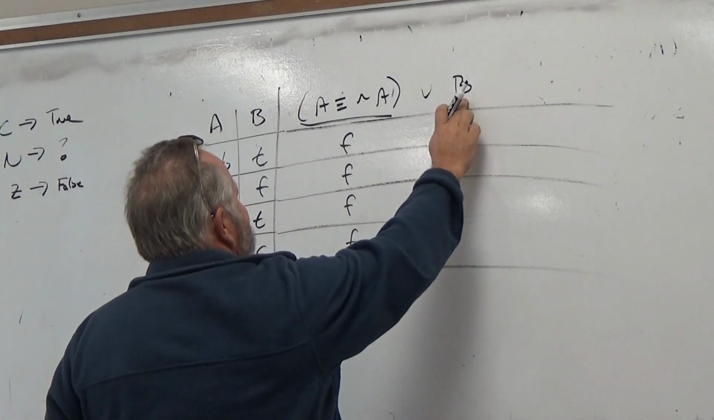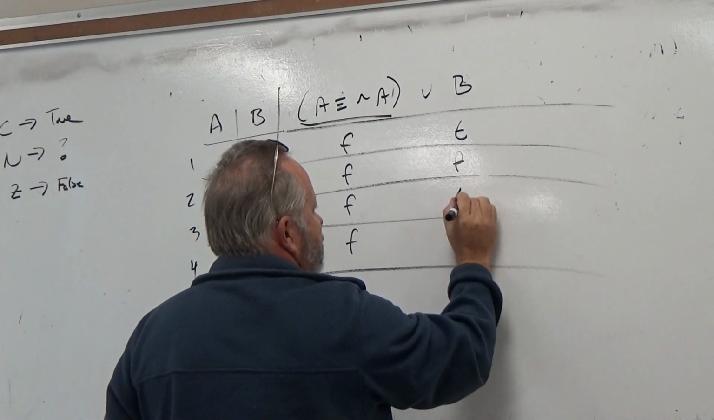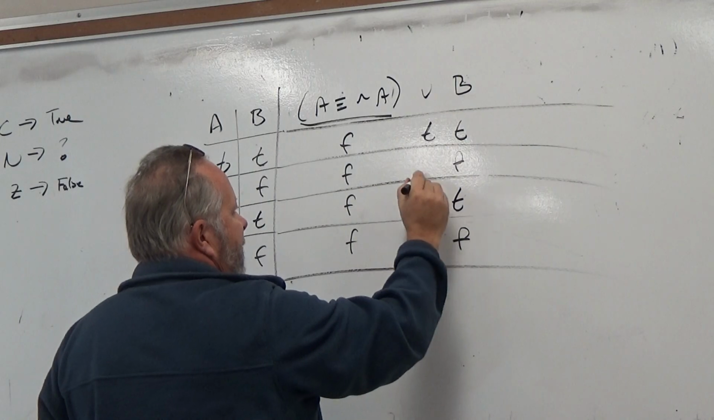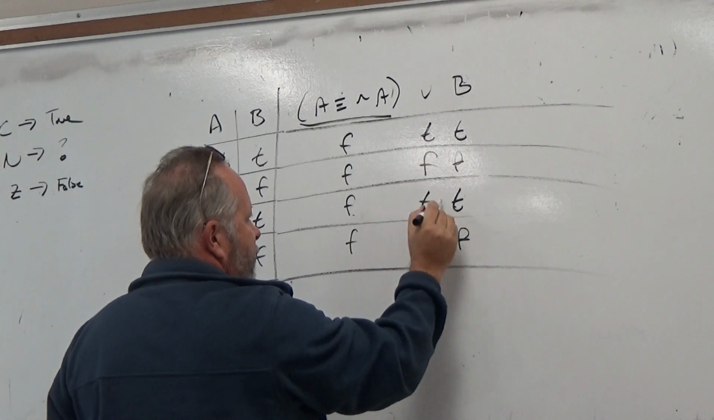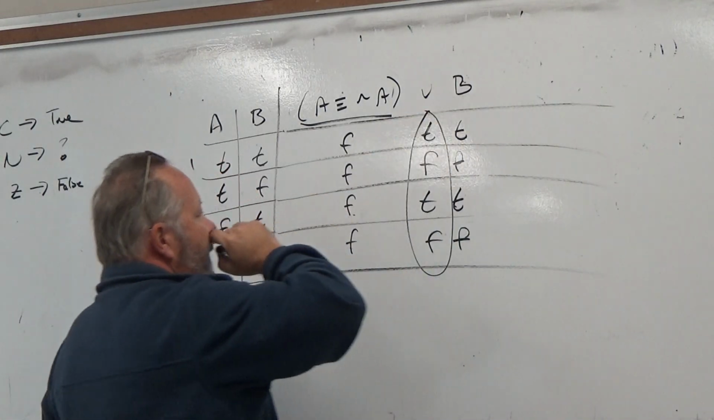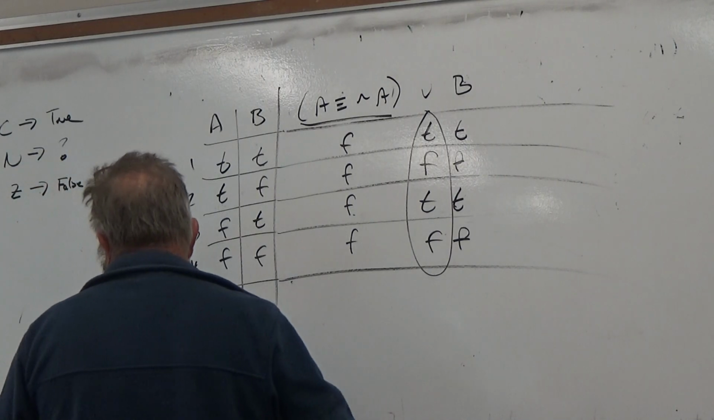Okay? And so now we have B. Let me write down the B column. True, false, and let me do the or. I get true, I get false, I get true, I get false. This is my final column. And so I have some truths and some falses. That makes it contingent. Okay? So that one is contingent. Everybody got that? Okay. On to part 3.